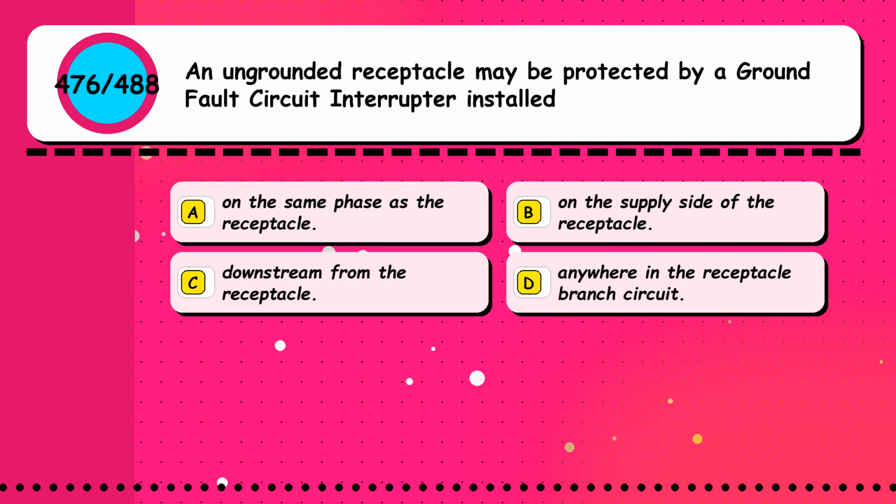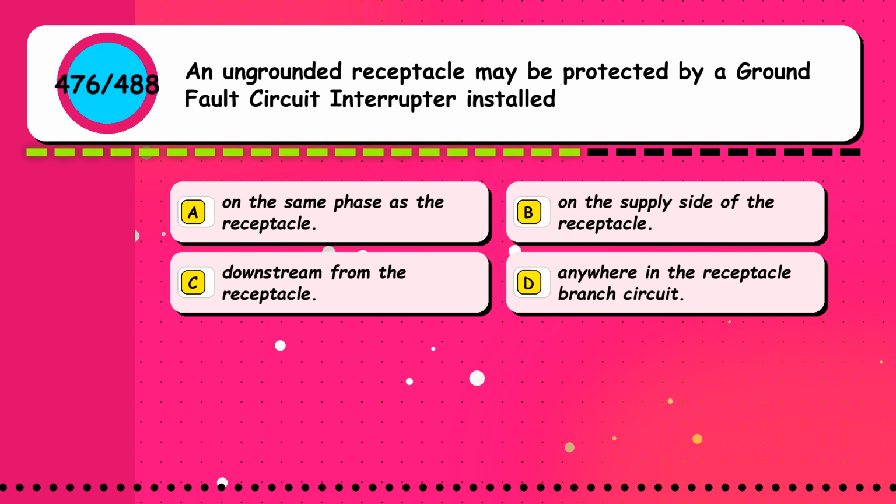Question 476. An ungrounded receptacle may be protected by a ground fault circuit interrupter installed. Option A, on the same phase as the receptacle. Option B, on the supply side of the receptacle. Option C, downstream from the receptacle. Option D, anywhere in the receptacle branch circuit.